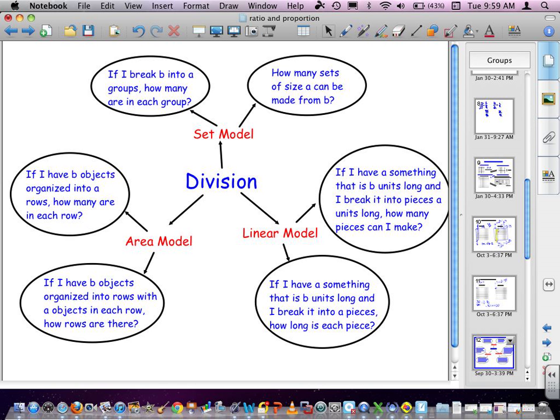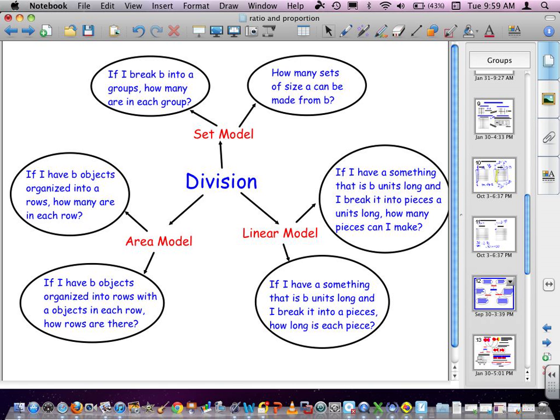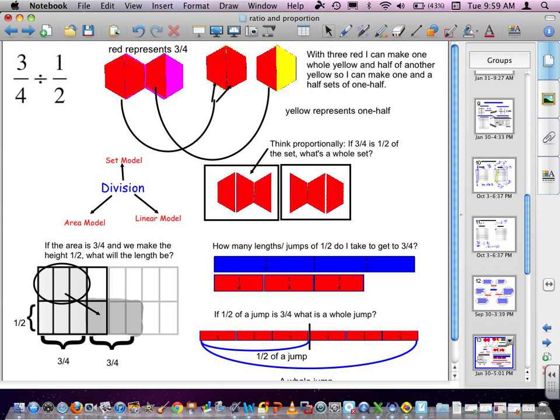With the area model, I have an area, I put it in this many rows, how much is in each row? Or I have an area, I put it in rows of this much, how many rows do I have? You can always ask those two different questions. A linear model would be I have a certain length, I take jumps of a certain length, how many jumps do I take? Or I take a certain number of jumps, how long is each jump, right? So we have all those different meanings of division, and we want to think about what they mean in relation to fractions.